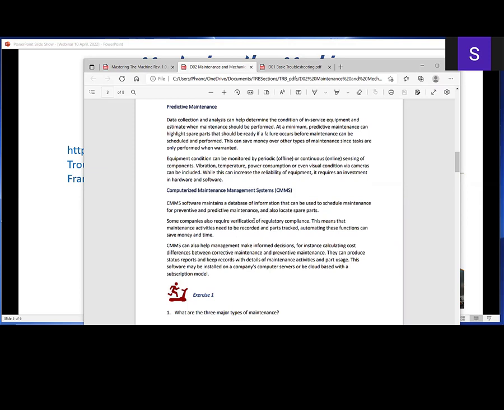You could probably make your own equivalent CMMS system in Excel if you know what you're doing, right? You could do some simple formulas. You can log some times and tell when machinery is going to be going down, things like that.